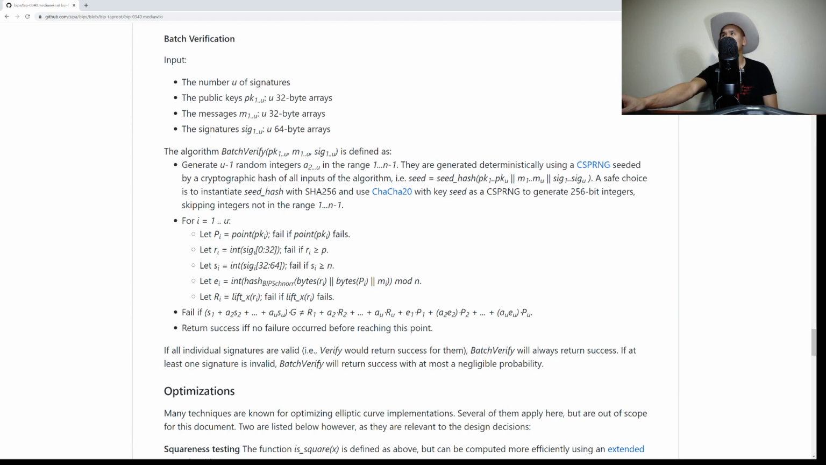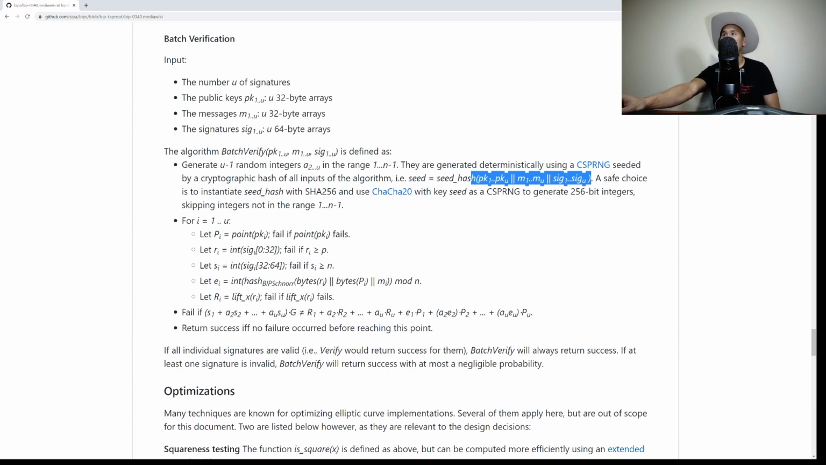So there's a function where you take the cryptographic hash of all the inputs, and you have a new function that will generate a bunch of integers. Seed equals some concatenation of all of them. A safe choice is to instantiate seed hash with SHA-256 and use ChaCha20 with the key seed as a CSPRNG to generate 256-bit integers, skipping integers not in the range 1 through n-1.